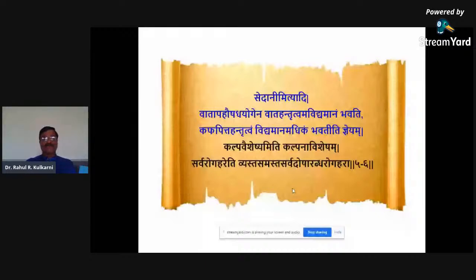Idanim ityadi means Vatapaha Aushada Yogena Vatahantrutvam Vidyamanam Bhavati. When it is Anila Kopaka, if you add Vata Hara Dravyas and Yogas are prepared, it also gets the efficacy of Vata Harana. Kapha Hantrittam Vidyamanam Adhikam Bhavatiti Jneyam. So when you process it, again it becomes more effective in relieving Vata, Pitta and Kapha, that is Tridosha Shamaka.